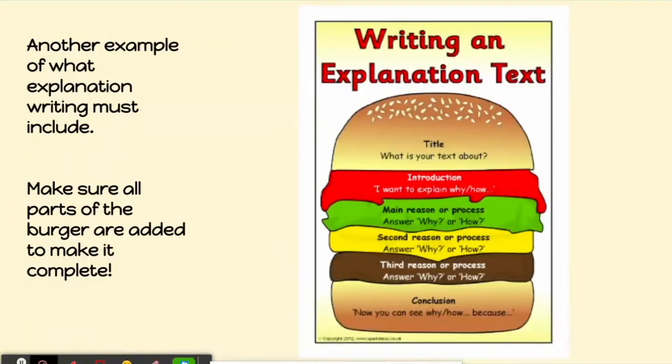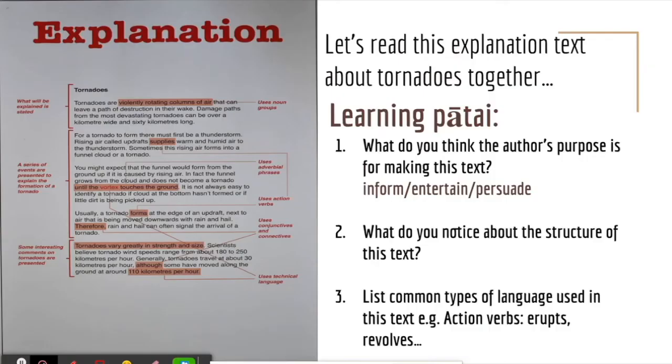Cool, so we've got our title as the first bun, then our introduction, main reason or process 1, second reason or process, third reason or process, and then a conclusion to tie everything in together. All right, making sure that all parts of the burger are added to make it complete. It's not going to be as tasty if you don't have the patty on the bottom, and it's going to taste a bit weird if you don't have the bun on the top. So making sure that all layers of our burger and our writing are filled in.